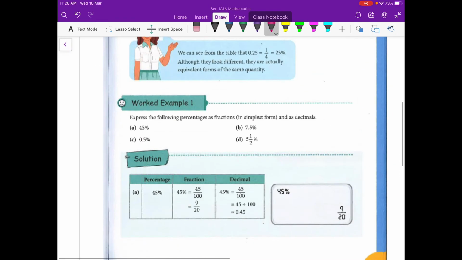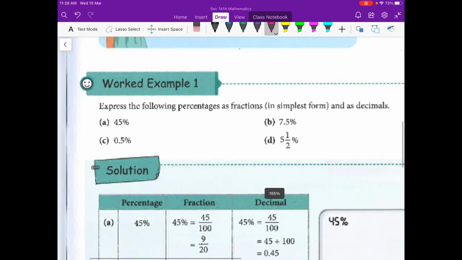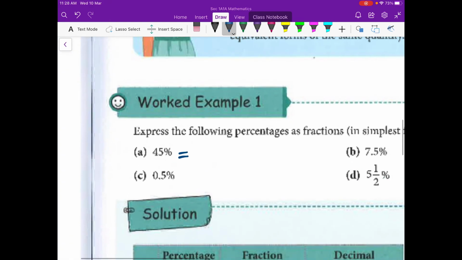Okay, we can start on work example number 1 now. Express each of them as a fraction in simplest form and as a decimal. So 45%. Put on the equal sign. 45 over 100. Now you can use your calculator. 45 over 100 is 9 over 20, and at the same time it is equal to 0.45.